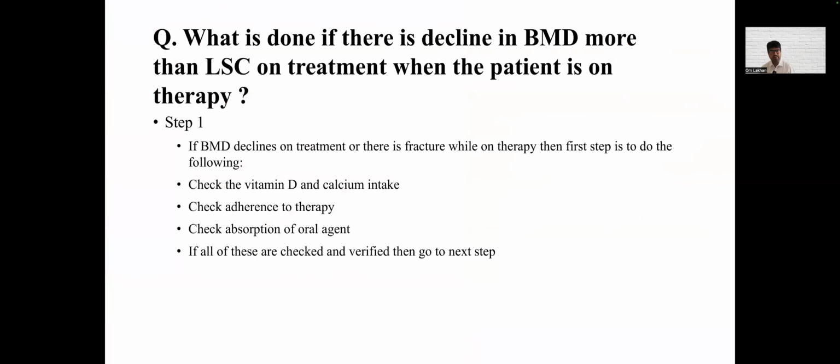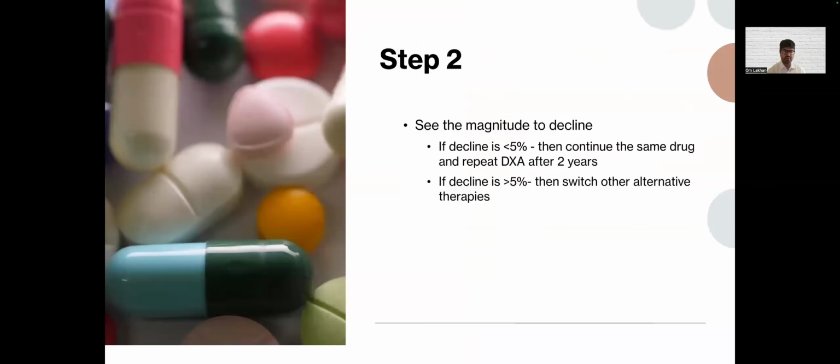So the first step is again to check whether the patient is taking calcium and vitamin D, and check the adherence to whatever treatment you're giving. So you're giving denosumab or a bisphosphonate, whatever. See whether the patient is adherent to treatment. If the patient is taking an oral agent like alendronate, you need to check the absorption, whether it's being properly absorbed. Once you've done all these basic things, then you can move to the second step.